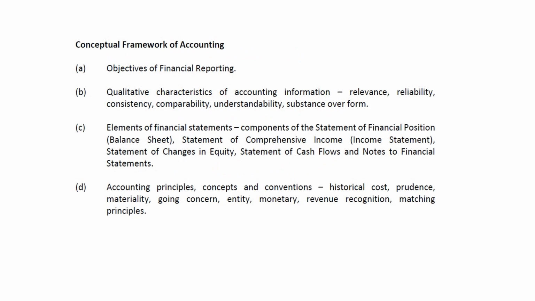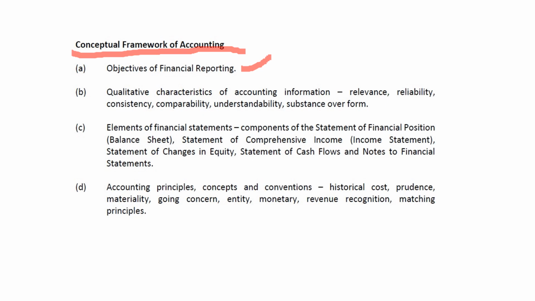Objectives of financial reporting. You have 3 objectives here that you would find you could get from any textbook, because it's included in the conceptual framework of accounting itself. Okay, this is the first level. Everything else stands on that.